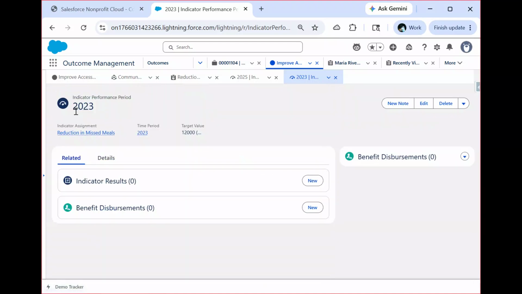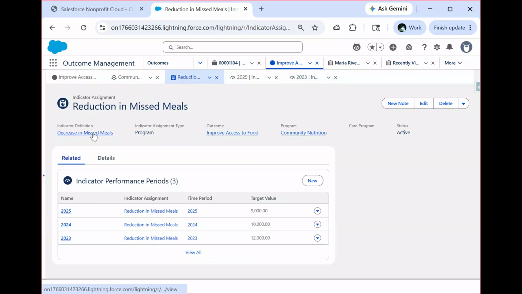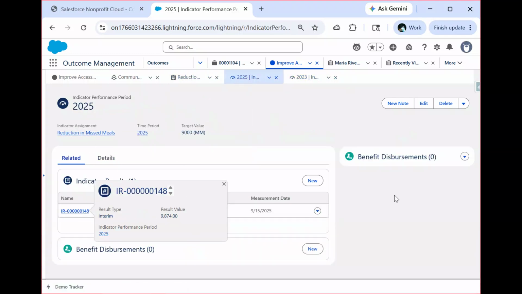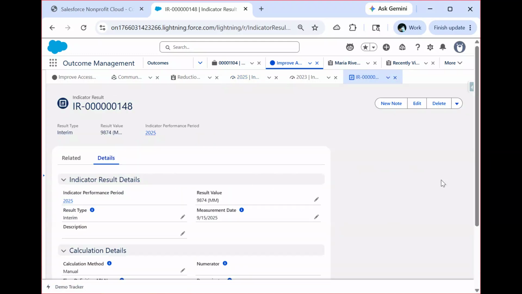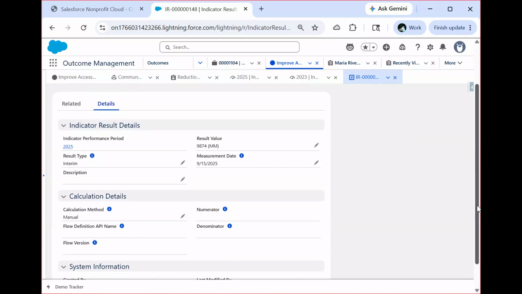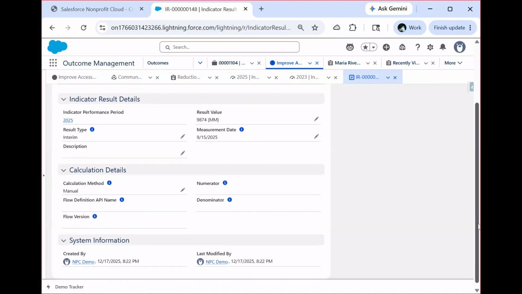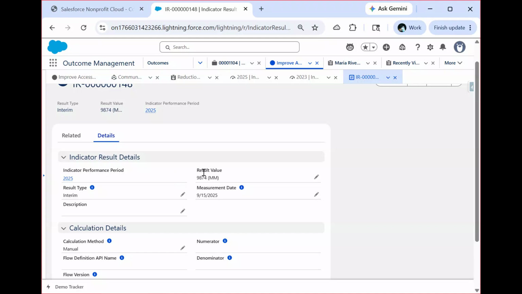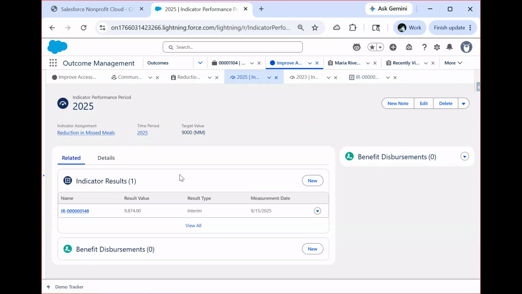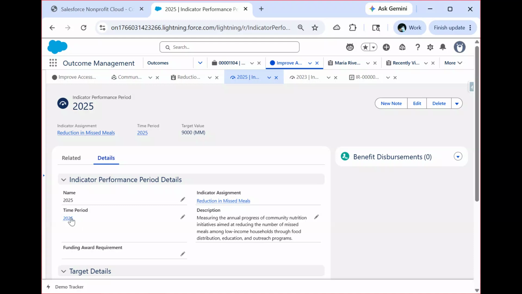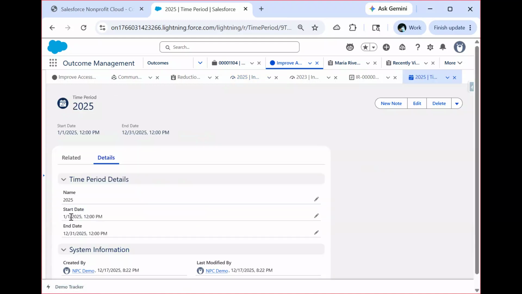So if I look into related, let's go back to 2025. For 2025, we have an indicator result where we are specifying how we are calculating it, whether it's manual or not. Let's go to the period. And then we have a time period also. So we have defined a period which is yearly as of now, with start date and end date.